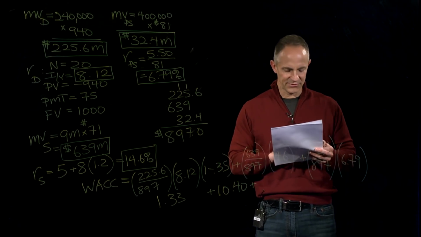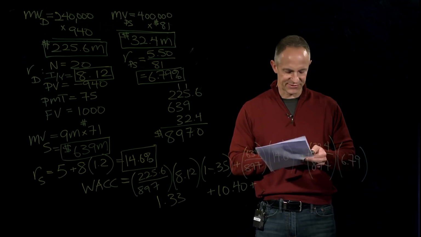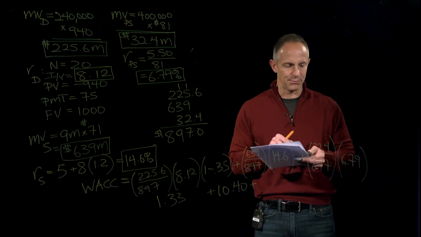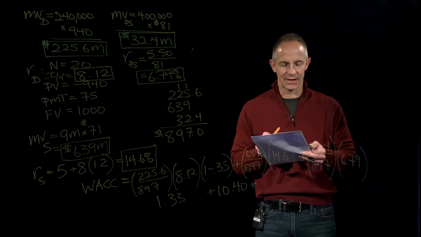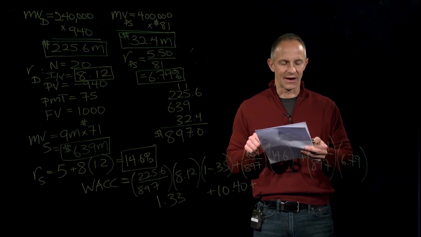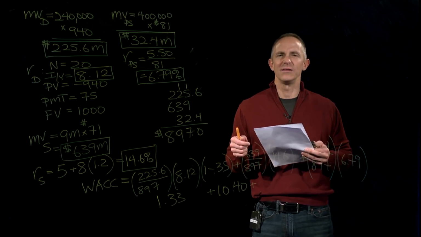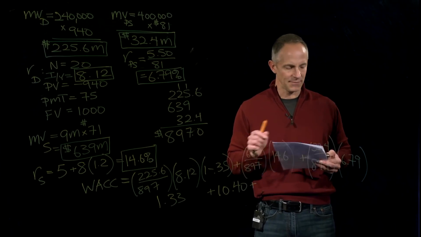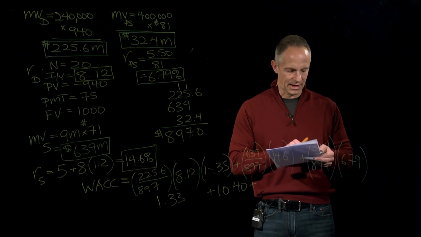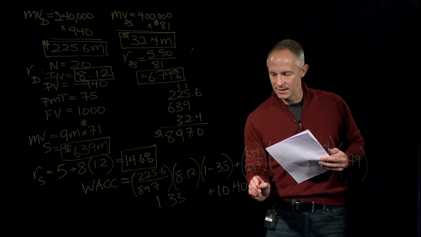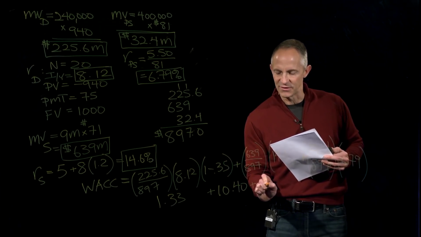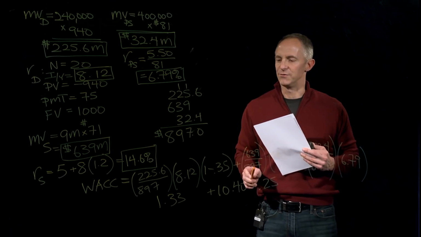Then our last piece of the puzzle here is the preferred stock. Because it's the smallest, it's going to have the smallest impact. 32.4 million of that $897 million total gives us a weight of 0.0361, so only about 3.6% of the capital structure is preferred stock. If I multiply that by its cost of 6.79, and round to 2 decimal places, we get about 0.25.